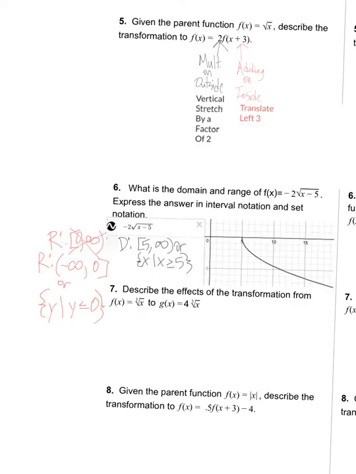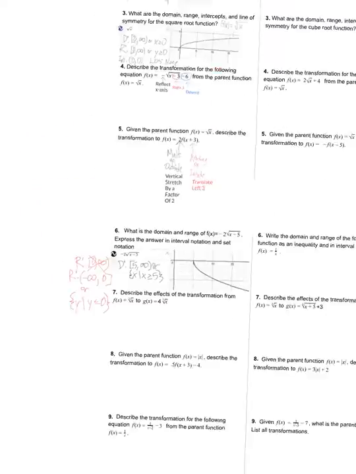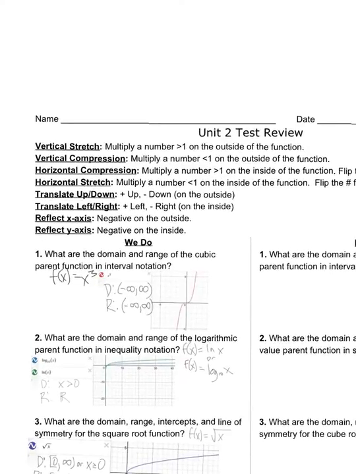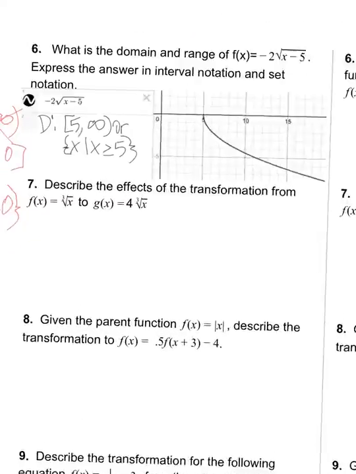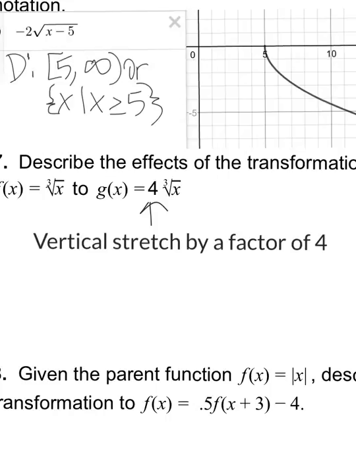Okay, number 7. Describe the effects of the transformation from the cube root of x to 4 times the cube root of x. So what's 4 doing to the cube root of x? Is that adding, subtracting, multiplying, or dividing? It is multiplying, because it just says 4 and then there's nothing else there. So 4 is greater than 1. That's going to tell me there's a vertical stretch. So all I need to say is just that, vertical stretch by a factor of 4. So there I wrote down my answer.